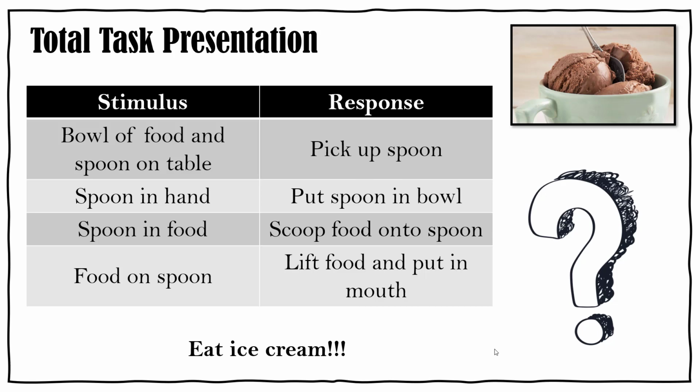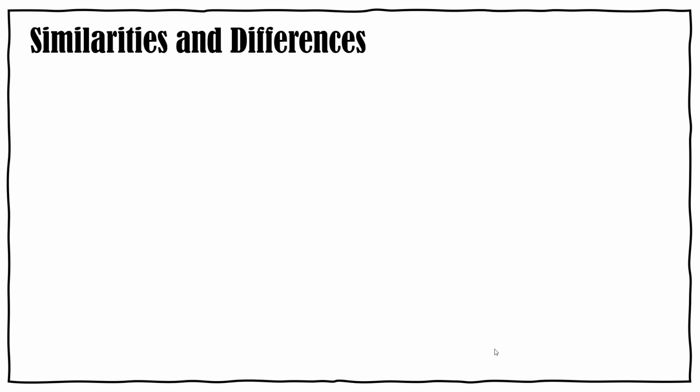So if we were going to use total task presentation, we would say, pick up the spoon. Kid does it independently, great. If not, we would do prompting. We would say, put the spoon in the bowl. The kid does it independently, great. If not, you would provide prompting. Scoop the food onto the spoon. If he does it, great. Then you would provide prompting, and so on. So you're going to teach each step and provide prompting as needed.